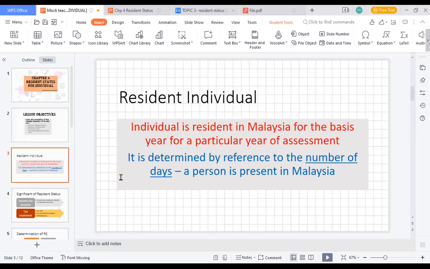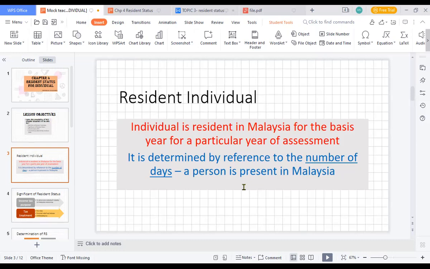So now, first of all, the definition of resident individuals. This is an easy definition. It is an individual that is resident in Malaysia for the basis year for a particular year of assessment. It means that like us, we are actually residents in Malaysia. It is determined by reference to the number of days a person is present in Malaysia. So how do you determine that that person is resident in Malaysia? It is based on the number of days that that person is staying in Malaysia.